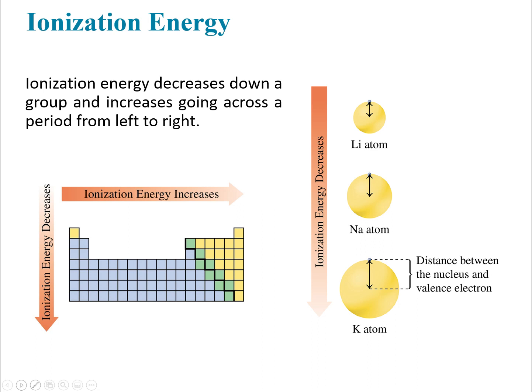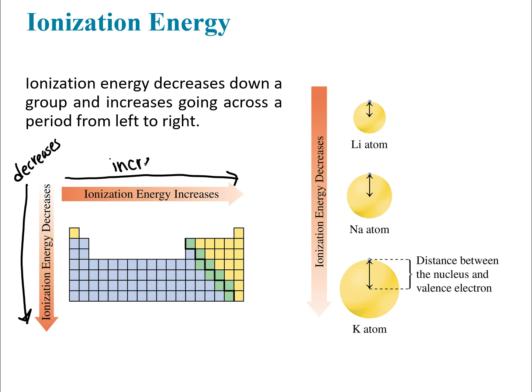So on your periodic table, you're going to want to write the arrows as you go down a group, ionization energy decreases. As you go across a period, ionization energy increases. And you'll see here a figure that is much better drawn, but it doesn't have the passion that I have.